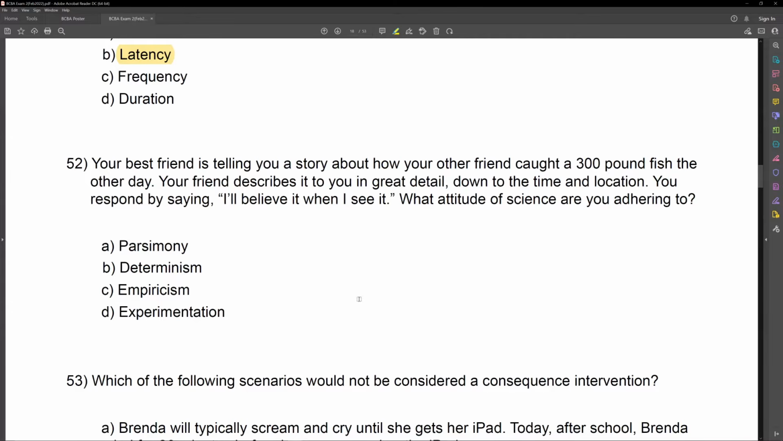No, we read all of our answer choices. So if we look at D, experimentation, are we experimenting with our friend? Are we experimenting with this fish? No, we're simply saying, I need to observe this. I need to see it. I need empirical data, empirical references that this fish exists. So what attitude of science are you adhering to? You are adhering to empiricism.